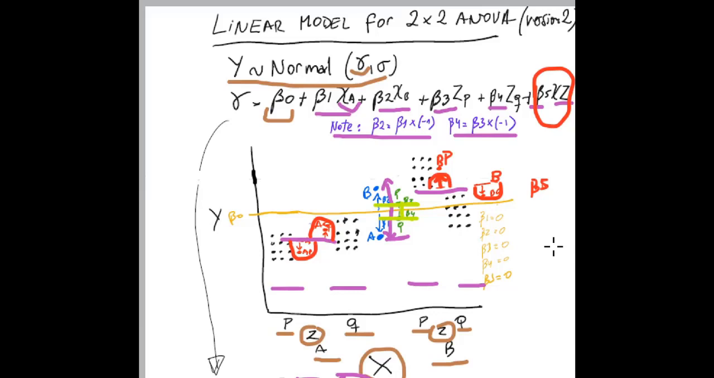Okay, so this is the model for 2x2 ANOVA using version 2, which uses the mean total as a parameter and not using one group as a reference group.